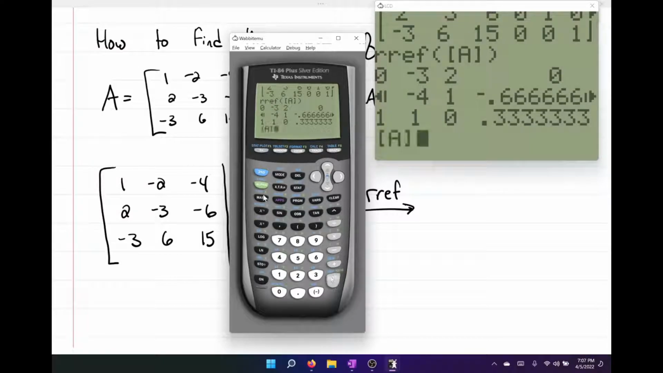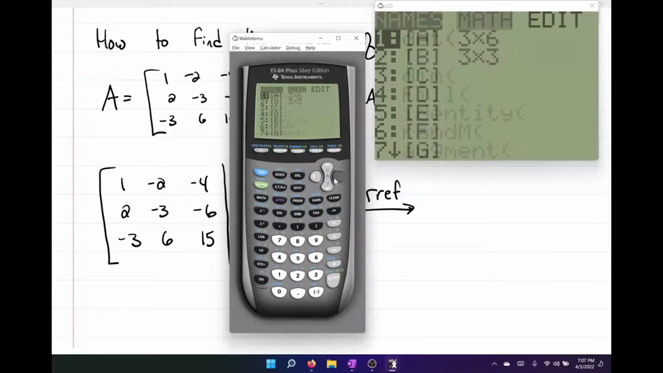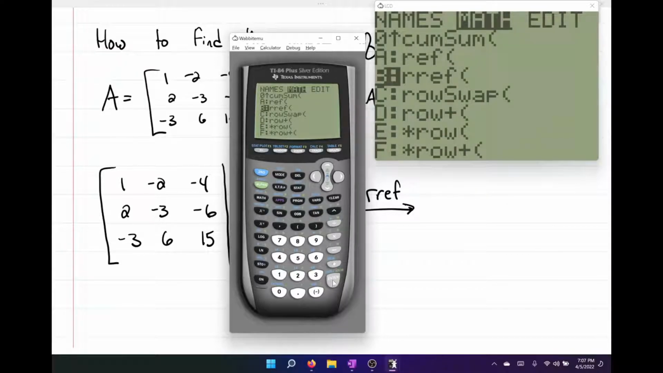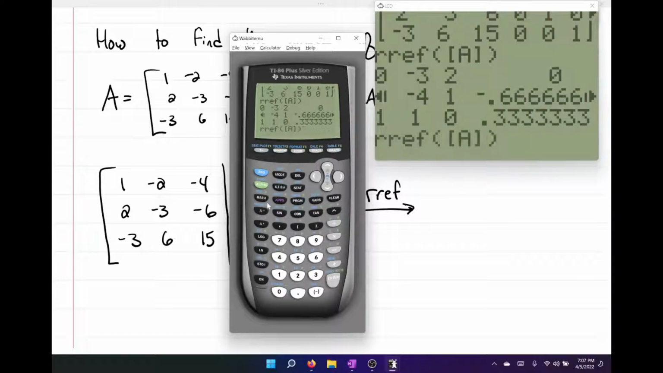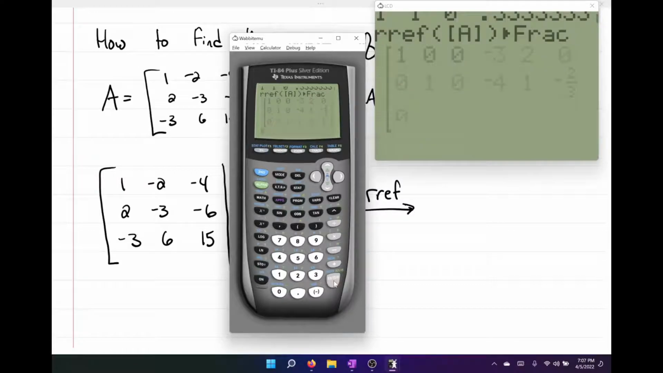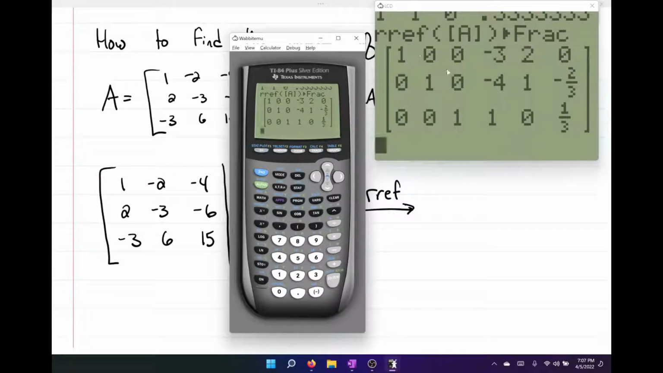I'm going to go ahead and just tell the calculator, could you please give this to me in a fraction? So RREF, matrix A, and please give me the answer in fraction form. And here it is right here, nice and neat. So where my cursor is, that would be the augmented line that I would have to write.